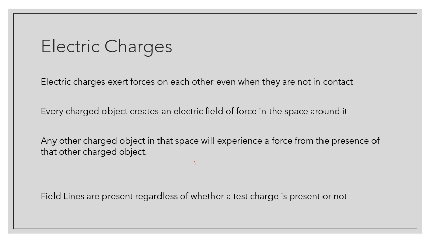For a negatively charged particle, or an electron, the field lines go inwards towards it, while for a positively charged particle, like a proton, the field lines go away from it. So if you have a negative particle and a positive particle, the field lines would go from the positive towards the negative, like this. And the field lines are present regardless of whether or not a test charge is present.